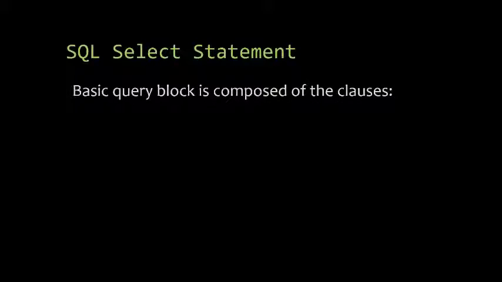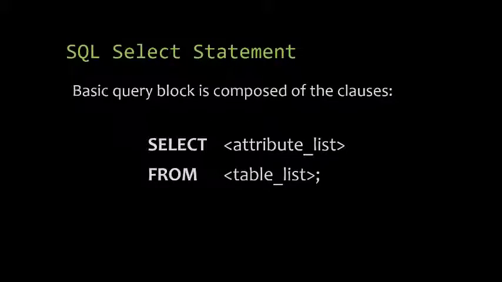The select statement is used to retrieve data from a database. Its basic query block is composed of the clauses select, attribute list, from table list. Attribute list is the list of attribute names whose values are to be retrieved by the query. Table list is the list of the relation names required to process the query.